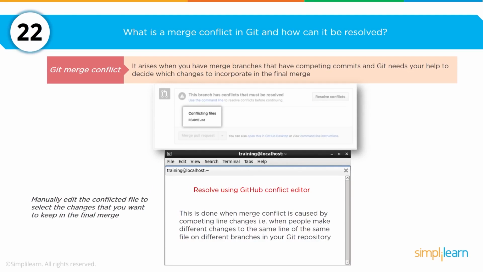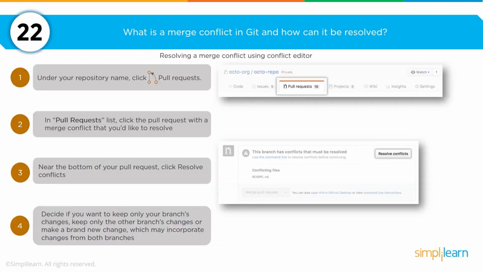So essentially a merge conflict is when you have two or more branches that are competing with commits in Git, and you have to be able to determine which is the appropriate files that need to be submitted. And this is where you would go in, and to actually help resolve this issue, you'd go in and manually edit the conflicted files to select the changes you want to keep in the final merge. So let me go through the steps that you would take to be able to illustrate this when you're talking about this particular question in your interview.